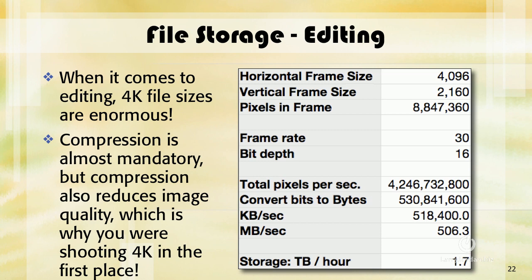I just decided to do some simple multiplication. Let's say that we have a horizontal frame size of 4096 and a vertical dimension of 2160. So our frame is 8,847,000 pixels contained in that 4K frame. Now let's say we shoot 30 frames a second. So you multiply 30 times 8 million times the bit depth, we'll take the maximum, which is 16. Then we convert the bits to bytes, which is dividing the number by 8. We get 530 million bytes that have to be processed per second, which is 518K, or 506 megabytes per second for one uncompressed stream of 4K imaging.